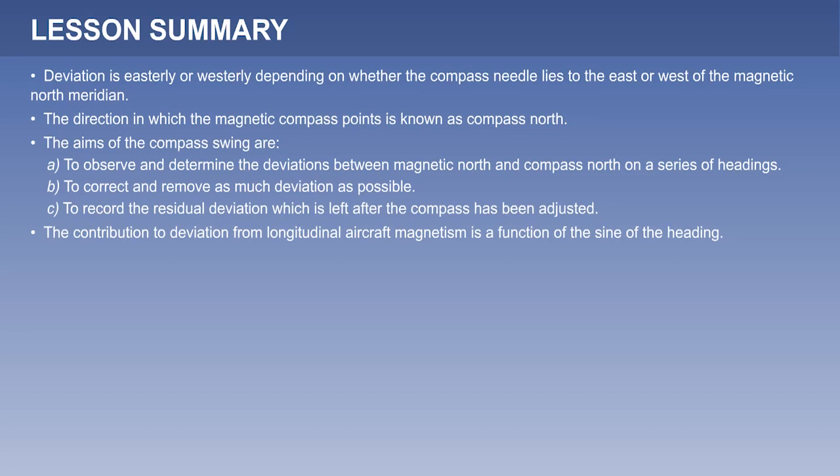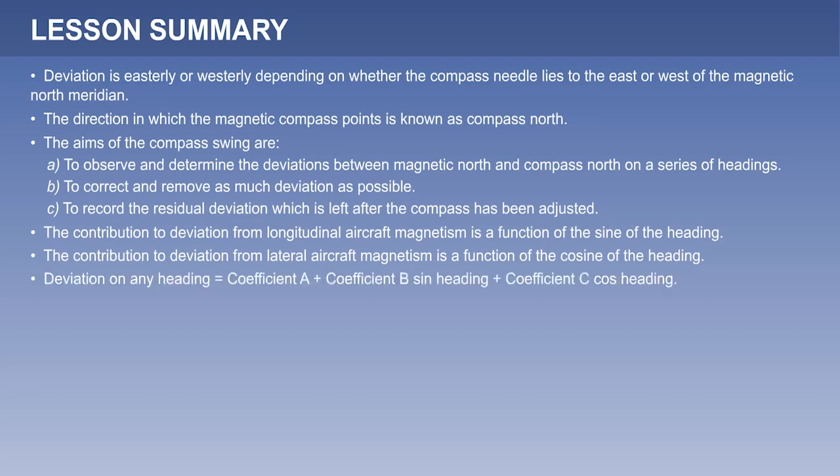The contribution to deviation from longitudinal aircraft magnetism is a function of the sine of the heading. The contribution to deviation from lateral aircraft magnetism is a function of the cosine of the heading. Deviation on any heading equals coefficient A plus coefficient B sine heading plus coefficient C cosine heading.